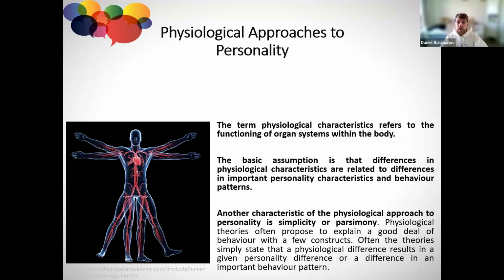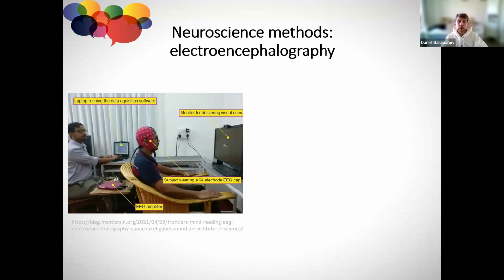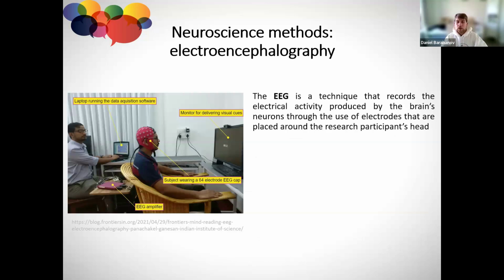inside the physiological approach. Before we start discussing those theories, we need to understand which methods of collecting data psychologists use to support their ideas in this paradigm. First of all, one of the most typical methods used in the physiological approach to personality is electroencephalography. It's a technique that records electrical activity produced by the brain's neurons through the use of electrodes that are placed around the research participant's head.